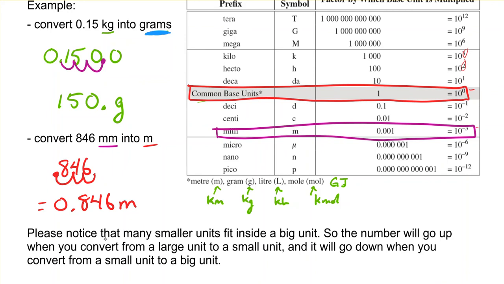So please remember or notice that many smaller units fit inside a big unit. So the number will go up when you convert from a large unit to a small unit. That's what we did in the first example. We went from a large unit to a small unit, so the number went up. And it will go down when you convert from a small unit into a big unit.